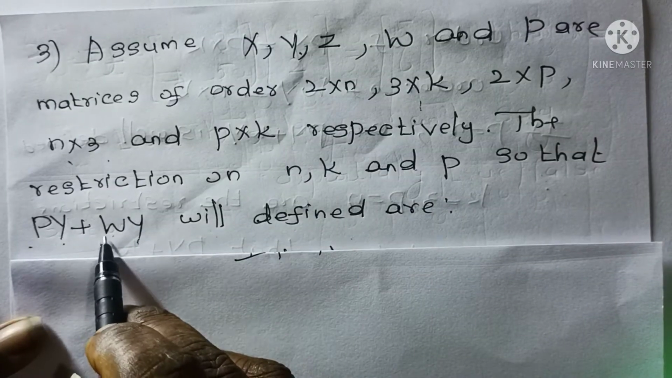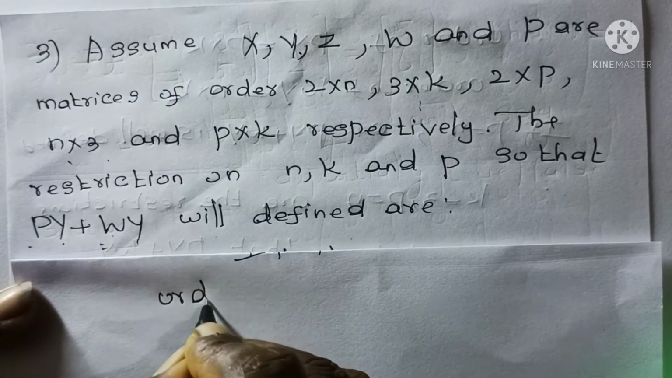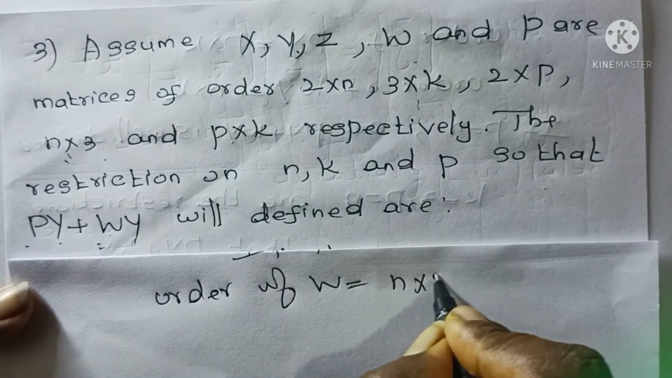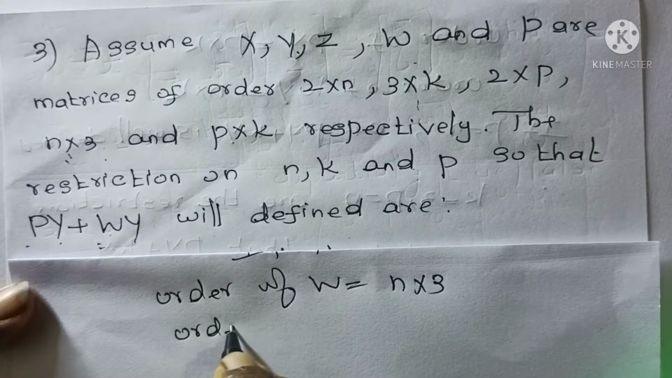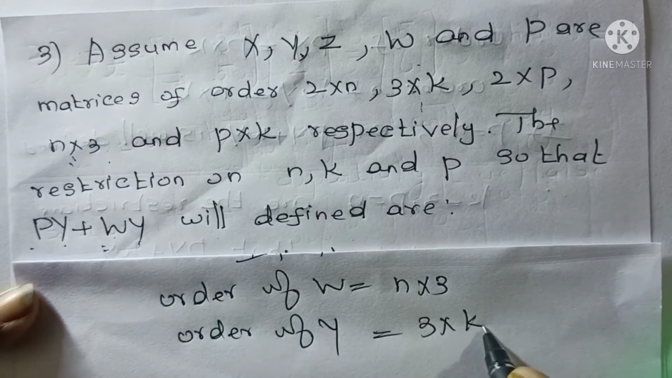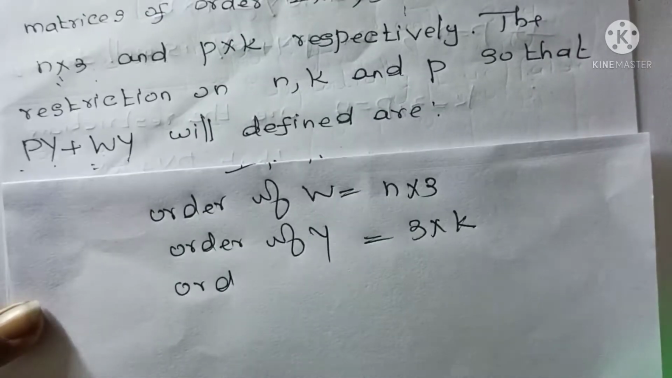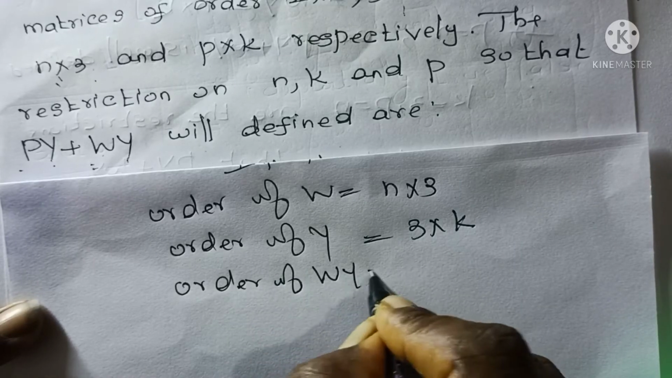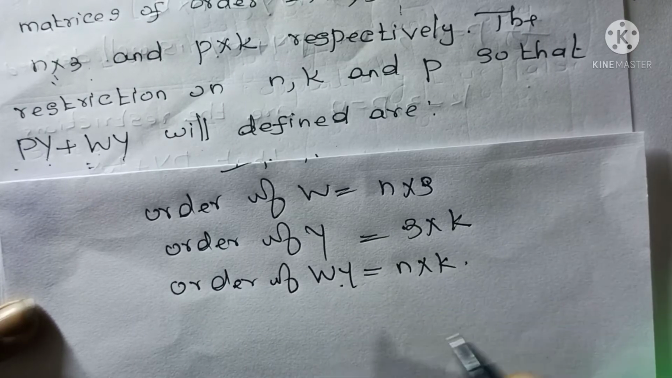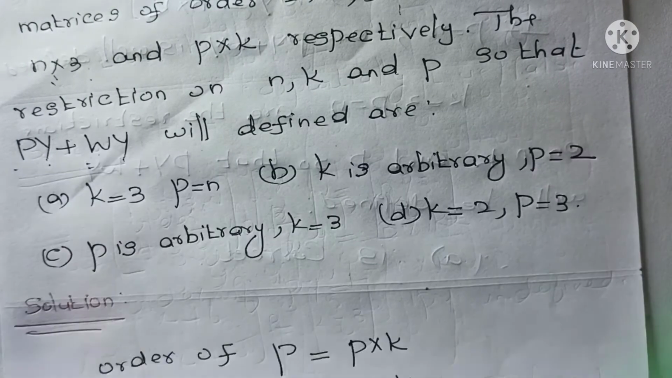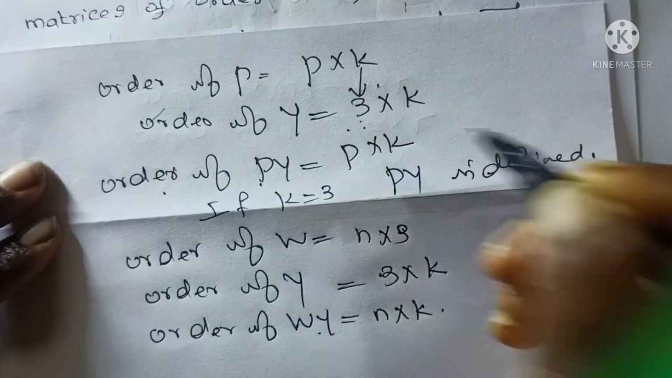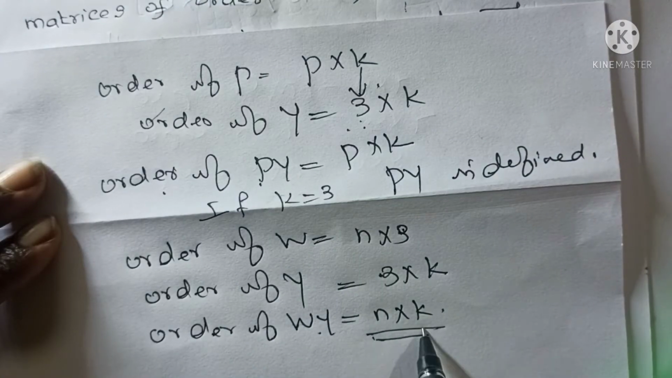Next you have to find the order of W. What is the order of W? The fourth one, n by 3. Then the order of Y is the second one, 3 by k. Then you write the order of WY. Here 3 is equal to 3, so the order of WY is n by k. The order of PY is p by k.